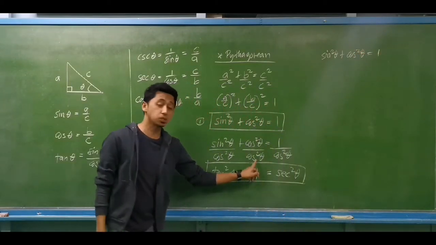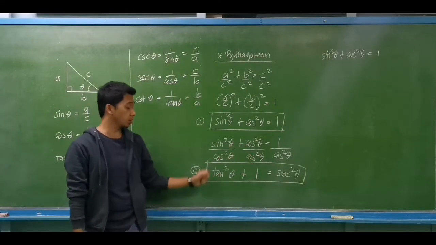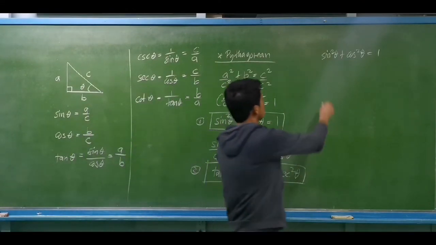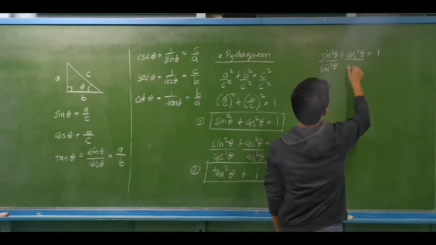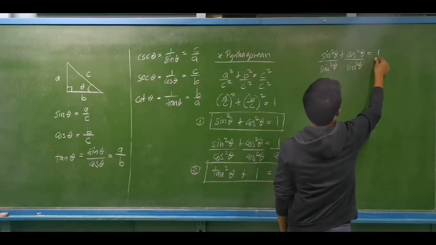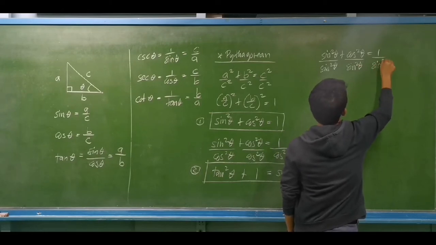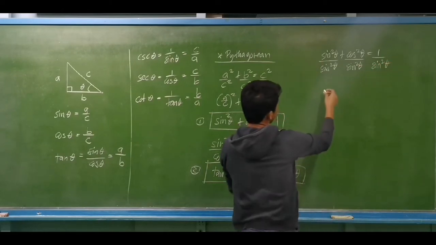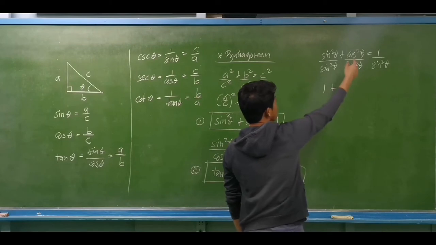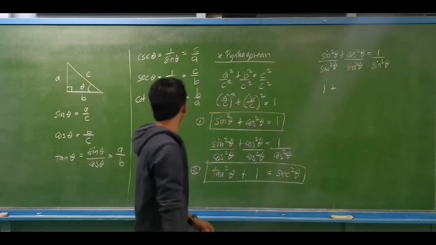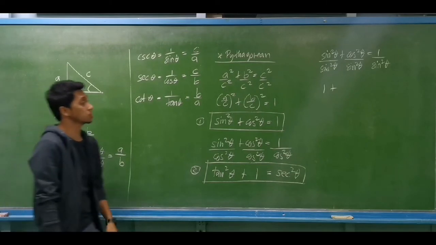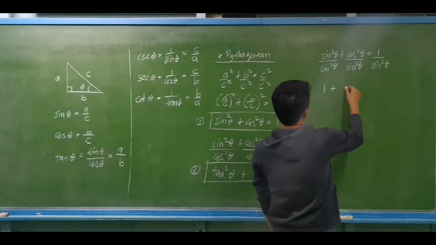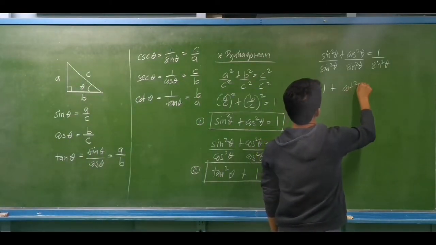Kanina ang divisor is cosine, gawin lang natin yung divisor is sine. So divide all terms by sine squared. So we have sine squared over sine squared is 1. What is cosine over sine? Ang cosine over sine is the cotangent. Reciprocal lang sine over cosine, obviously. So we have, this is cotangent squared of theta.